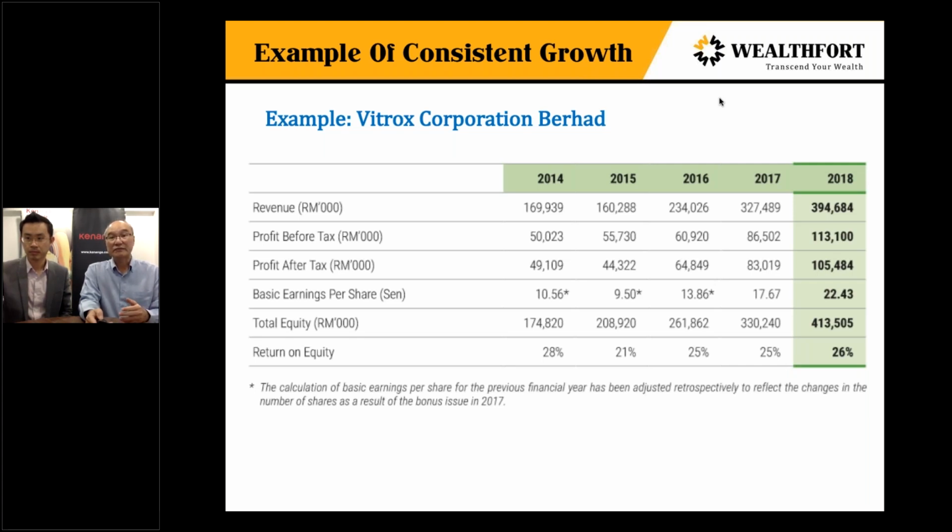Basic earnings per share from 10.56 cents to 22.43. Now, all these have been adjusted against all the rights issue, bonus issue, etc. Total equity, you can see that they moved up quite tremendously from 174 million to 413 million. Return on equity has been very consistent around the 20+ range.